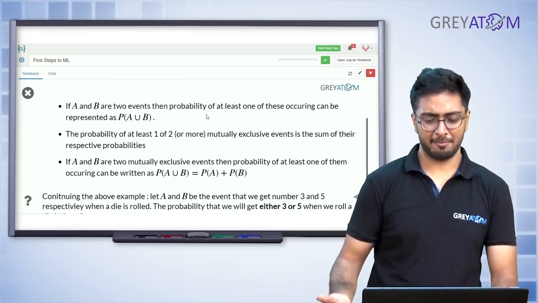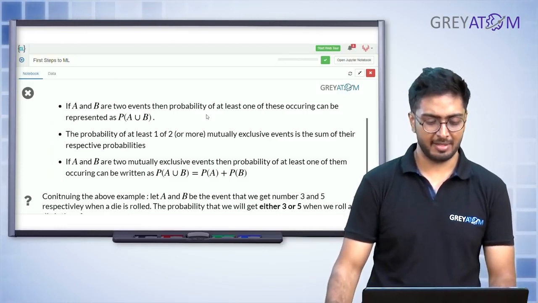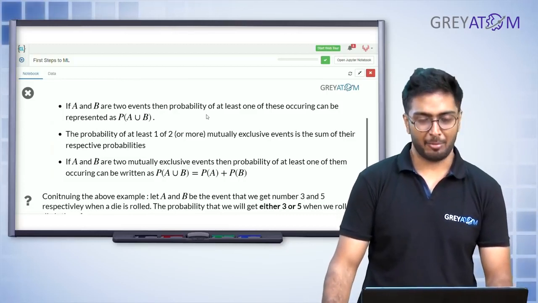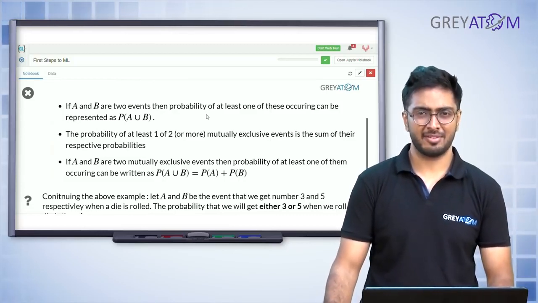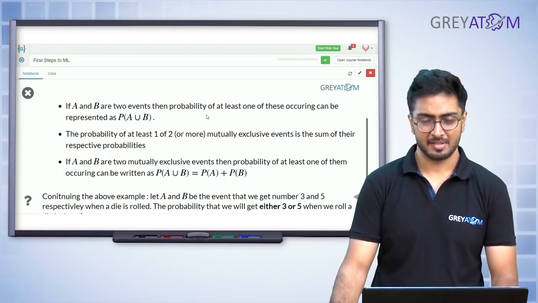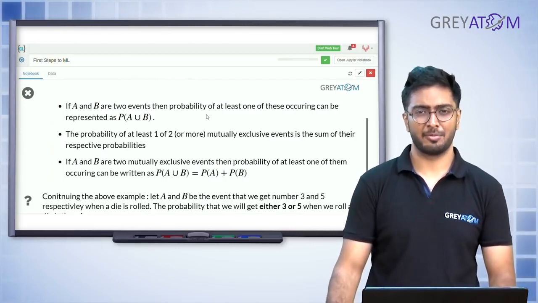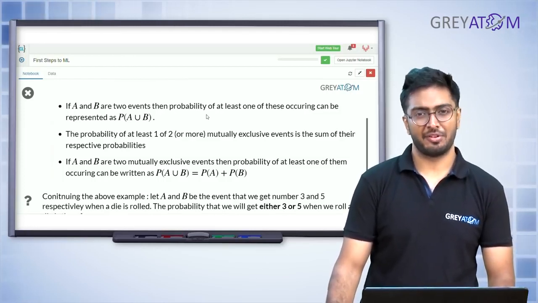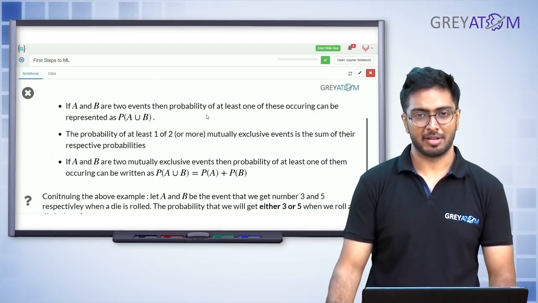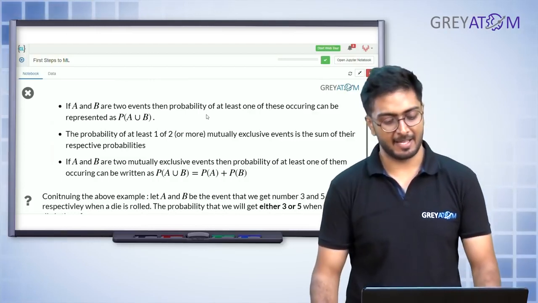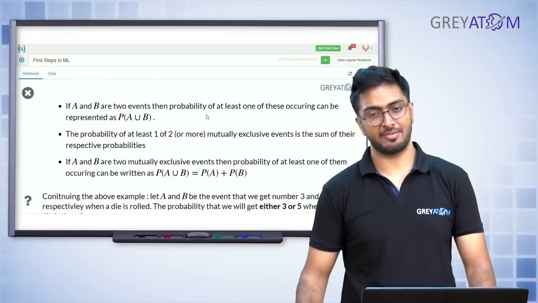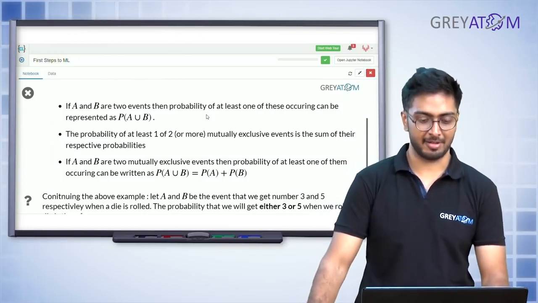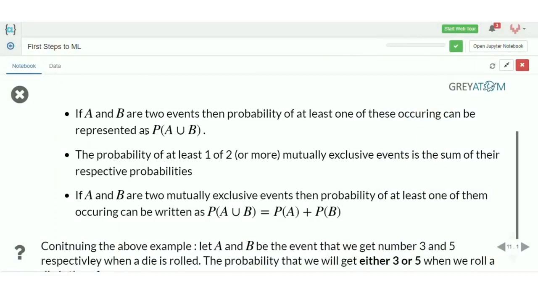If A and B are two events, then the probability of at least one of them occurring can be represented as P of A union B, right? So now, what could be these events A and B? For example, anything, right? So for example, India playing the FIFA World Cup and India playing the Cricket World Cup, right? So those are two different events, and then the probability of at least one of them occurring is given by the probability of A union B, right? So let's get familiar with these terminologies as well.